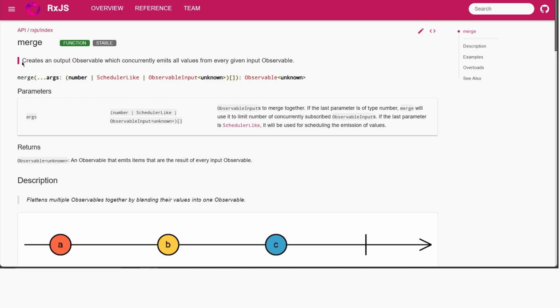So it says it creates an output observable which concurrently emits all values from every given input observable. That's too technical, but that's the correct definition, I would say. It means that it has multiple input observables, and it emits all values from every given input. Whatever input observable we give, whenever that observable emits, at that point in time itself, it will emit that value. We will see that in the below marble diagram too.